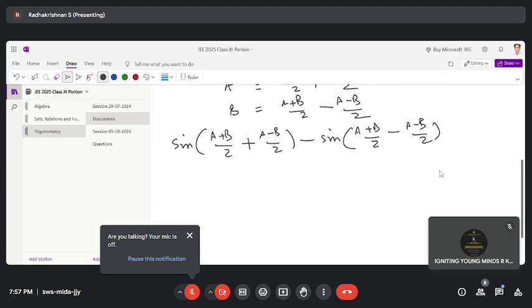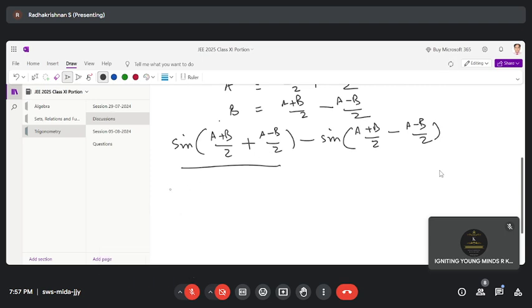Now you expand. This is the sin (A plus B) formula. You can think like this is C and this is D. So sin (C plus D) is 2 sin A cos B. We'll write step by step. Sin (A plus B) is what? Sin A cos B plus sin (A plus B).